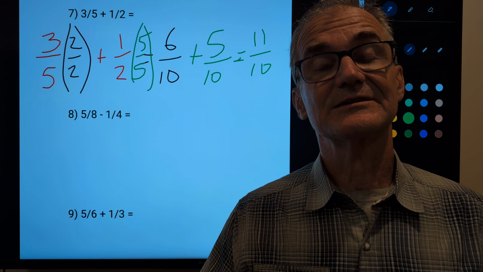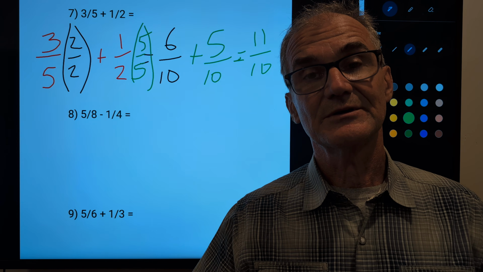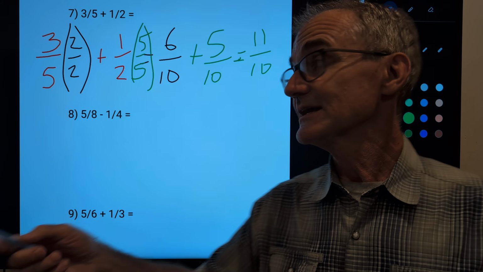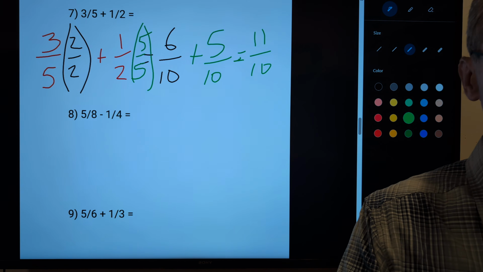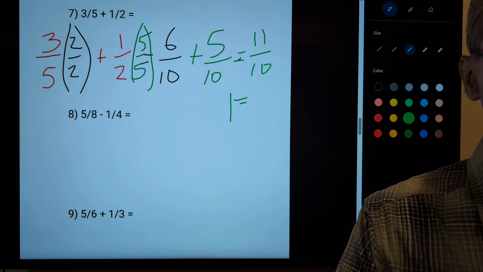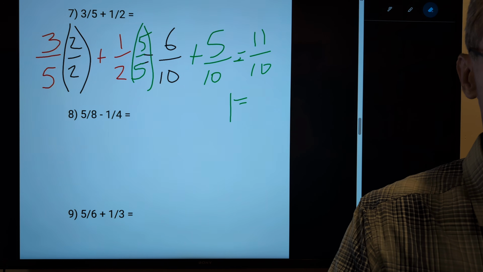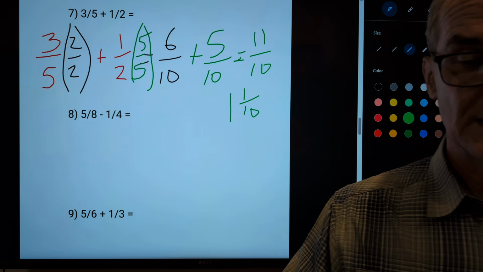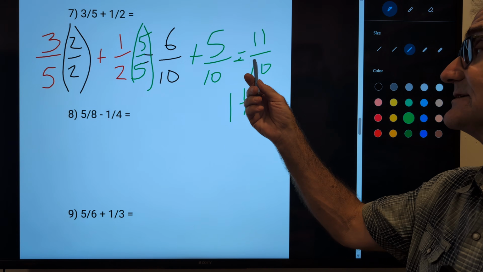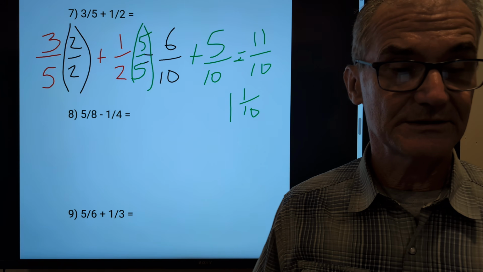I could convert that into a mixed number because the numerator 11 is greater than the denominator 10. 10 goes into 11 one time with 1 left over. So I could leave it as an improper fraction, 11/10, or convert that to 1 1/10.